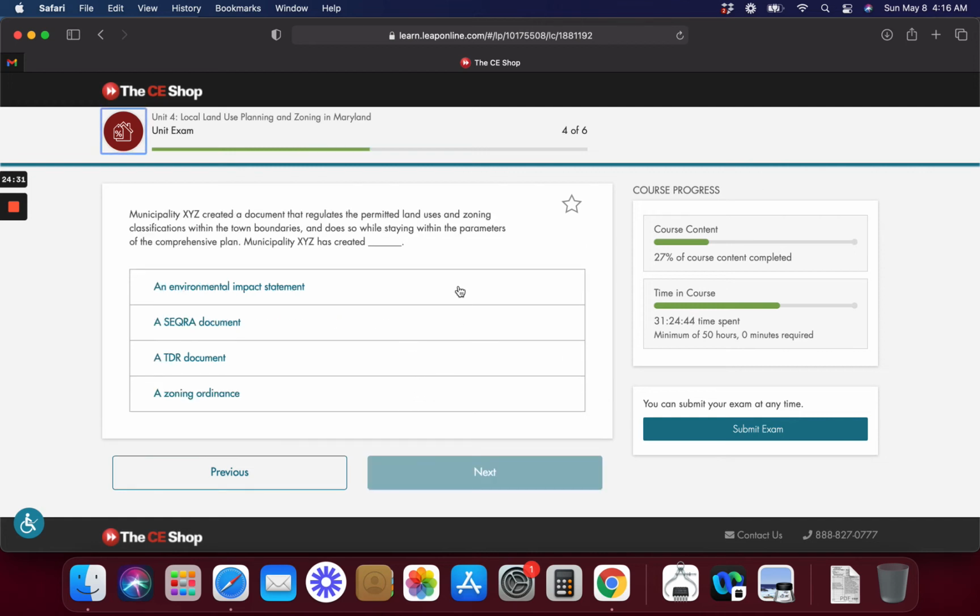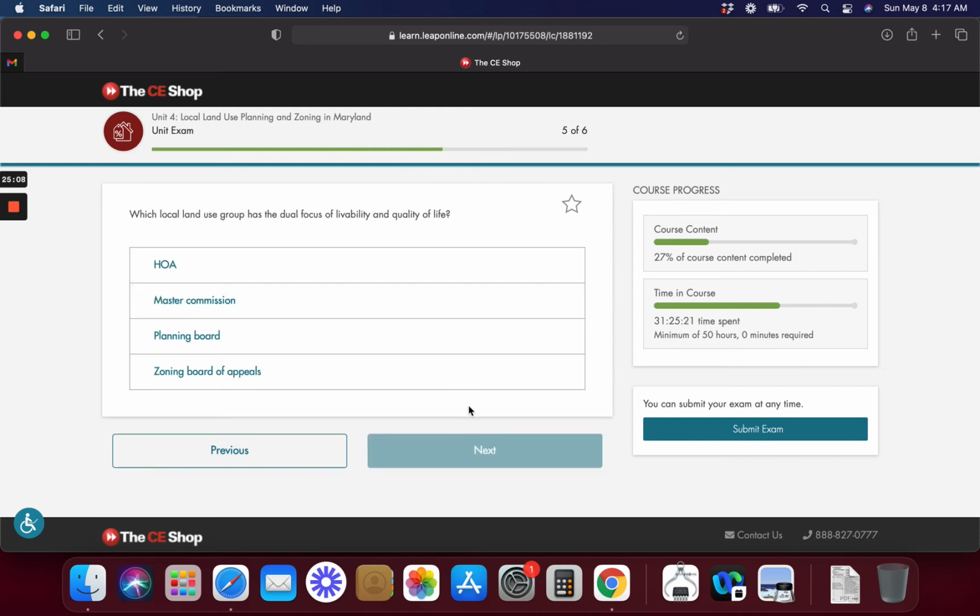I told you we got all new questions this time. Municipality XYZ had created a document that regulates the permitted land use and zoning classifications, while staying in the parameters of the comprehensive plan. I don't even know what SEQRA document is or TDR. They need to spell that stuff out if they're asking these questions. All right, I'm going to say this because I don't know what those other two things are.